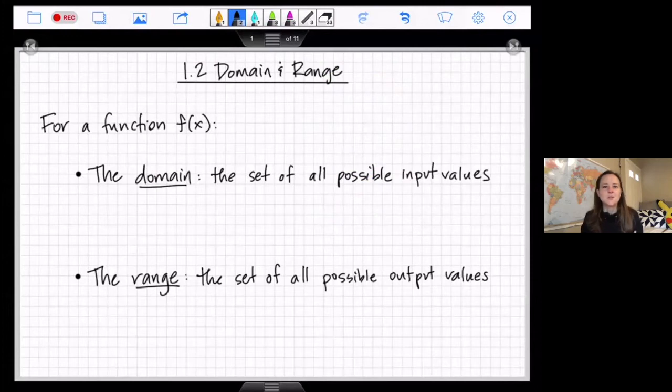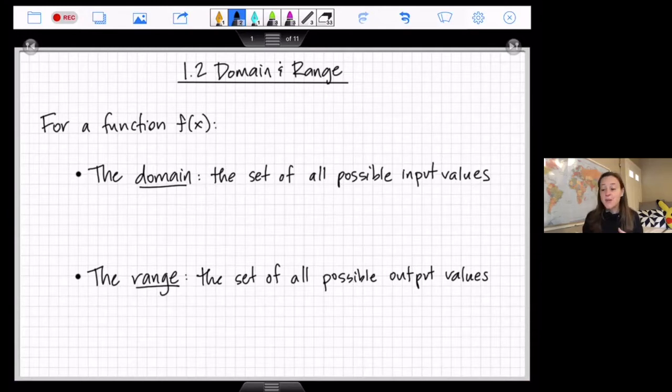We're going to finish up section 1.2 today in the videos, talking about the domain and range of a function. So I have the definitions of those two terms here. The domain is the set of all possible input values for a function, and the range is the set of all possible output values for a function.